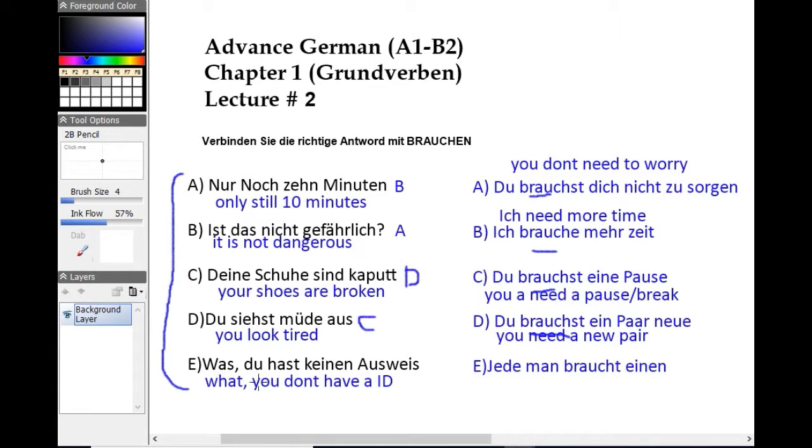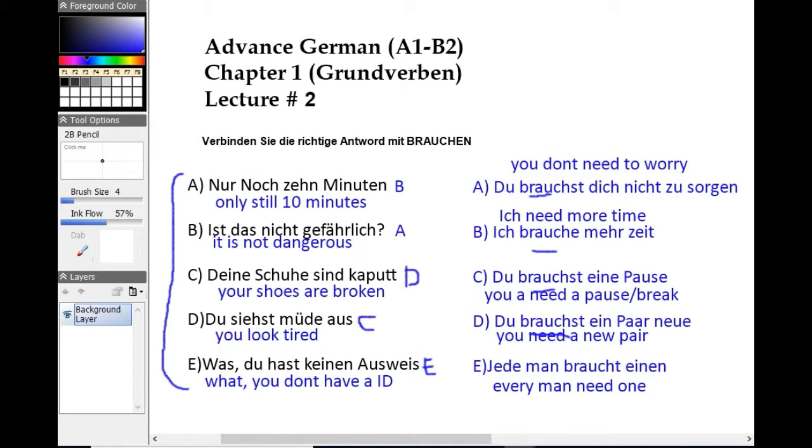And was? Du hast keine Ausweis. What? You don't have ID? Jeder Mann braucht einen. It means every man needs one. What? You don't have ID? Every man needs one. So the perfect answer for this is E.